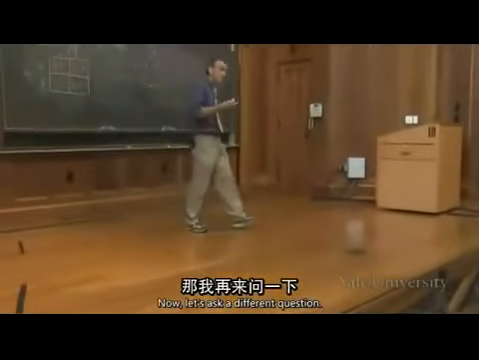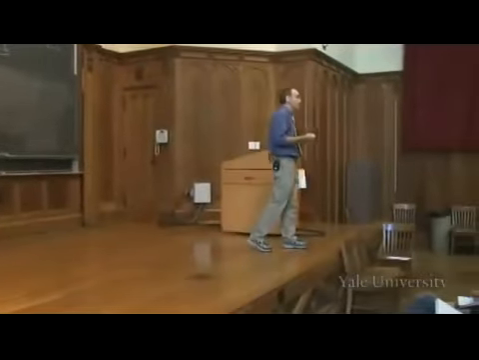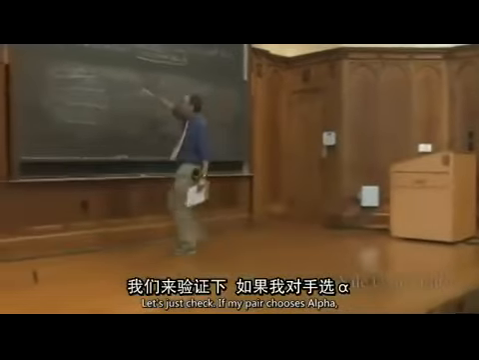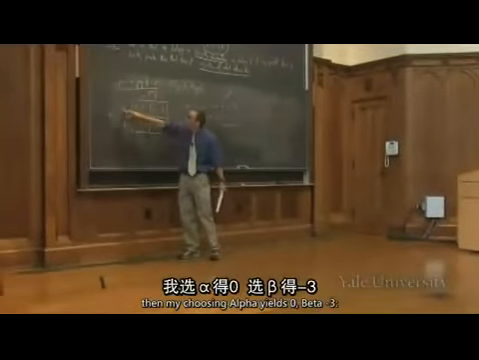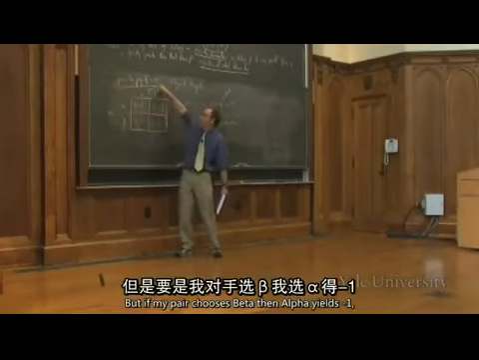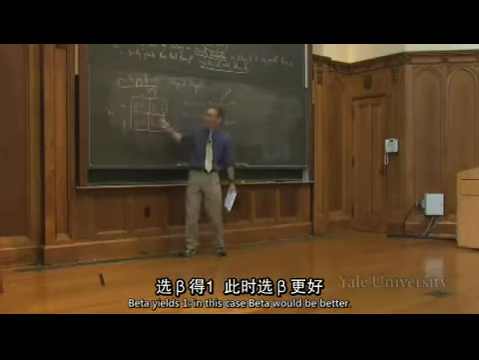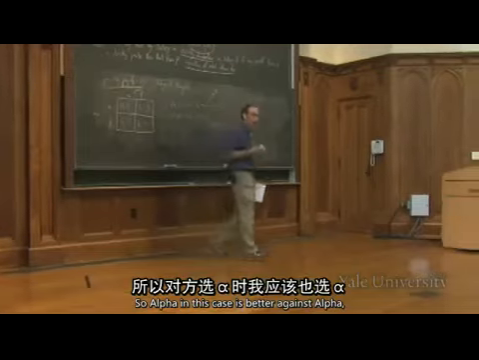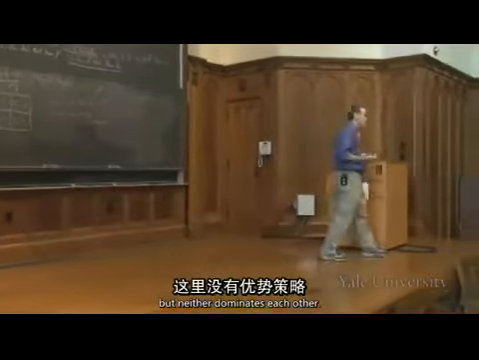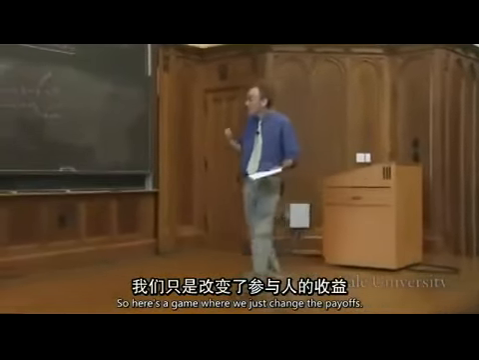All right. Now let's ask a different question. Is one of the strategies dominated in this game? No, neither strategy is dominated. Let's just check. If my pair chooses alpha, then my choosing alpha yields 0, beta -3, so alpha would be better. But if my pair chooses beta, then alpha yields -1, beta yields 1. In this case, beta would be better. So alpha is better against alpha, and beta is better against beta, but neither dominates the other.